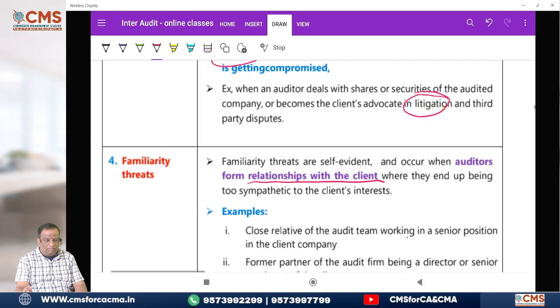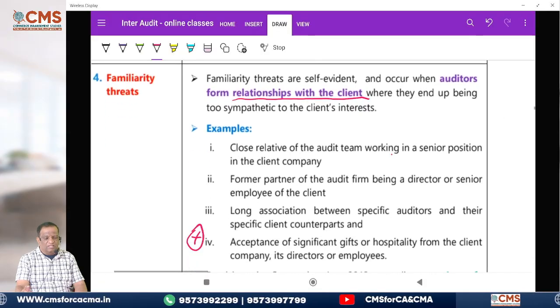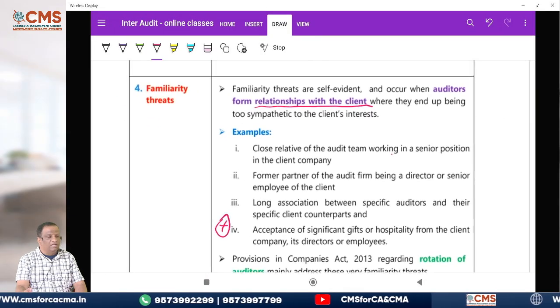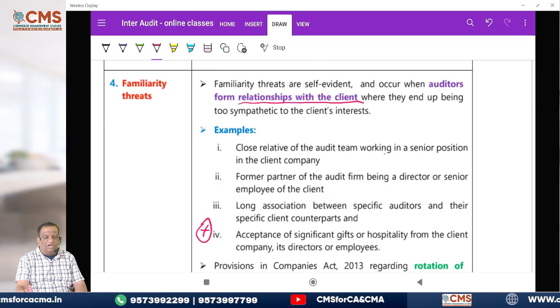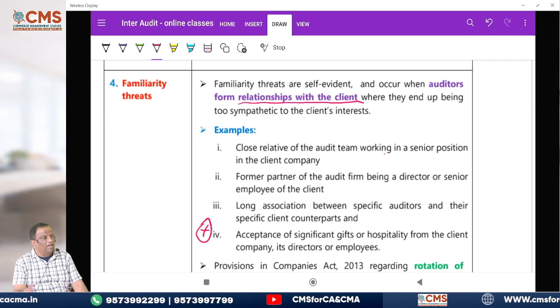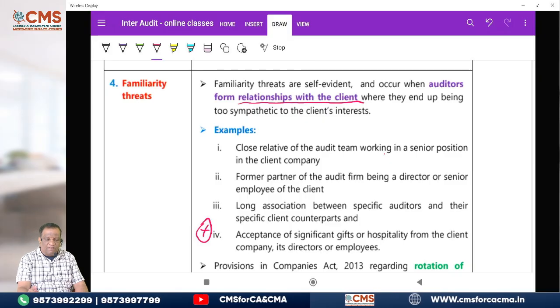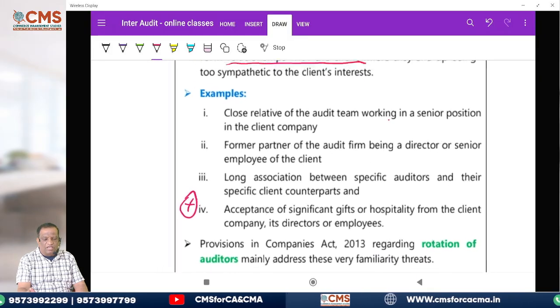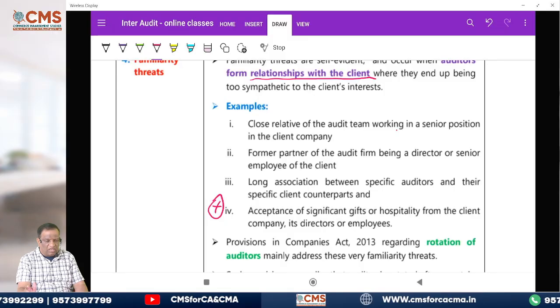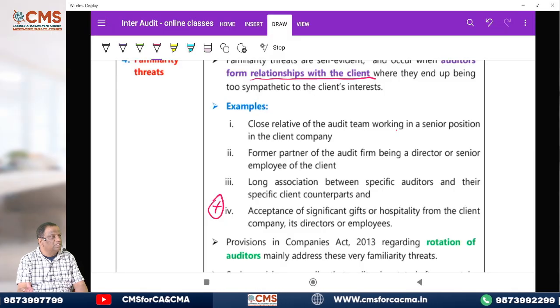Then familiarity threat. This is okay. You can easily read and understand where there is an auditor's relationship with the client in such a way where it endangers the independence itself. So, for example, a close relative of the audit team working in a senior position in the client. Like when my son is a director over there, or when my father is a director over there.